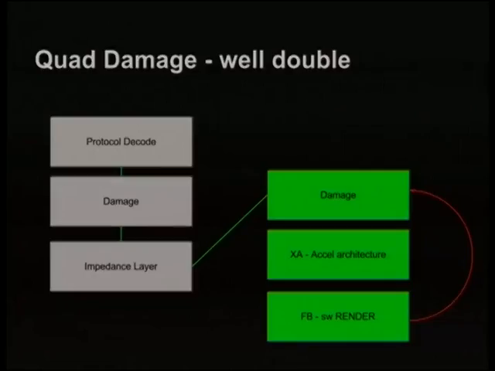And in that case, either the acceleration architecture or the frame buffer, the FB renderer, will create another object, and then that will go back through the top again and down through damage and stuff will happen. So you have this concept of objects that come in from outside the server and then objects that are internal to the server. Green lines are objects from outside the server and red lines are objects that are internal to the server. Quad damage. I tried to get the sound to play, but I couldn't find it.